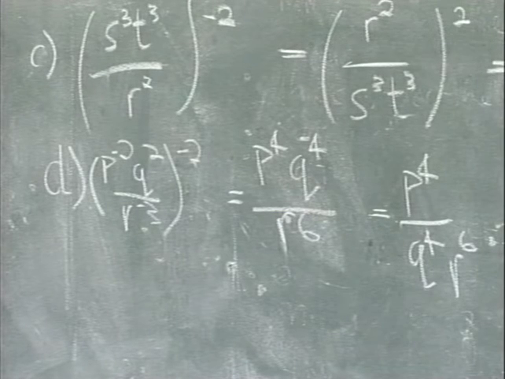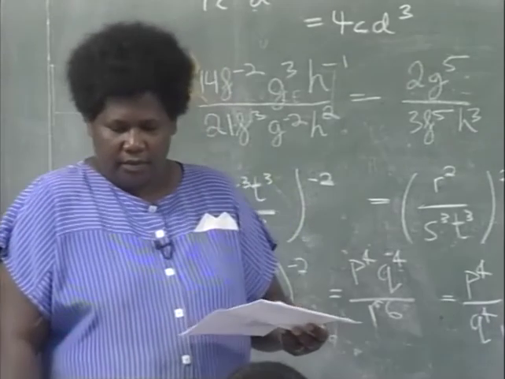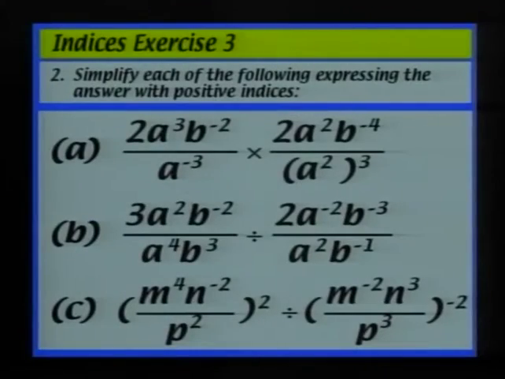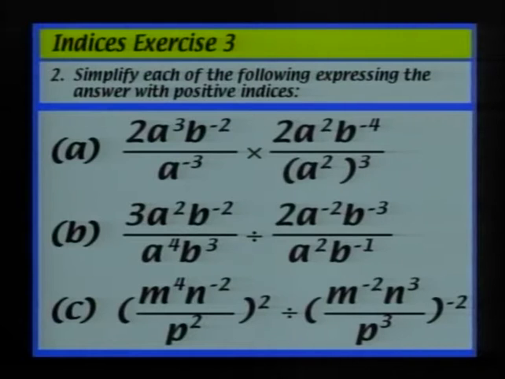All right, thank you. Any questions so far? No? All right, we'll go on. Letter A this time, Andrew. For number 2, letter B, George. Letter C, Dan.